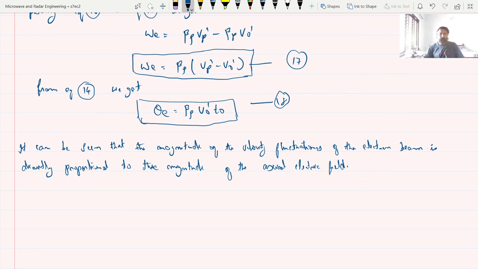So this is the mathematical analysis of the amplification process of the traveling wave tube amplifier. Next we can see the conventional current, small i, as well as the axial electric field. We can derive the equation for the axial electric field that occurs in the traveling wave tube amplifier.